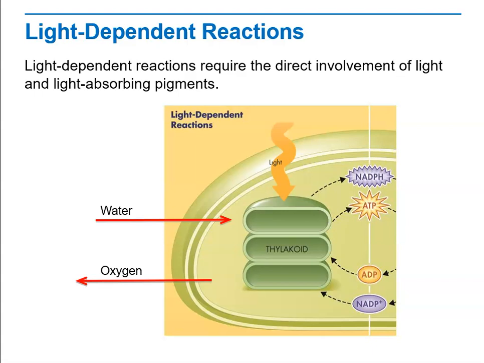Why is the first set of reactions called the light-dependent reactions? Because these reactions require the direct involvement of light. They can only happen while light is being absorbed by the plant, by the chlorophyll. So light-dependent reactions can only occur when light is shining on the plant.